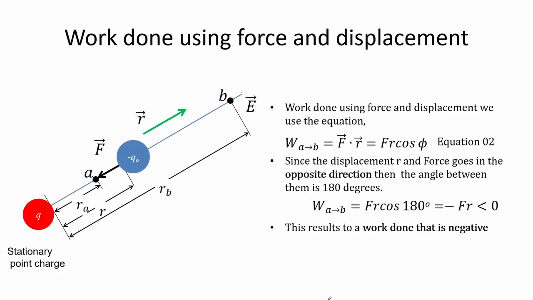For this case where the charge moves in the opposite direction to the electric force, using equation 2 we see that the displacement and force go in the opposite direction, thus the angle between them is 180 degrees. This will result in a negative value of work. So the work done in moving the negative test charge farther from the opposite charge that is stationary is negative.